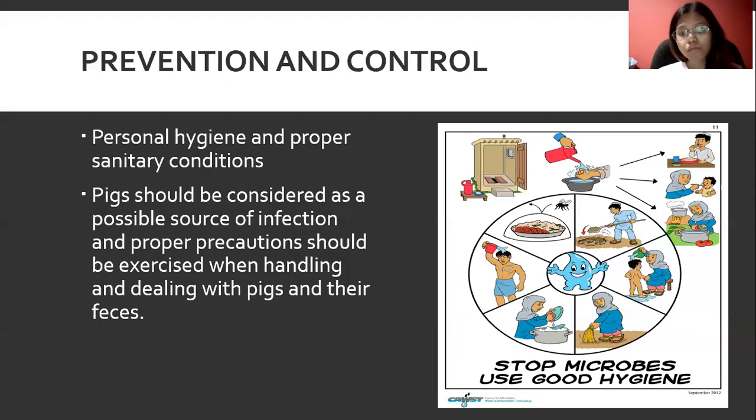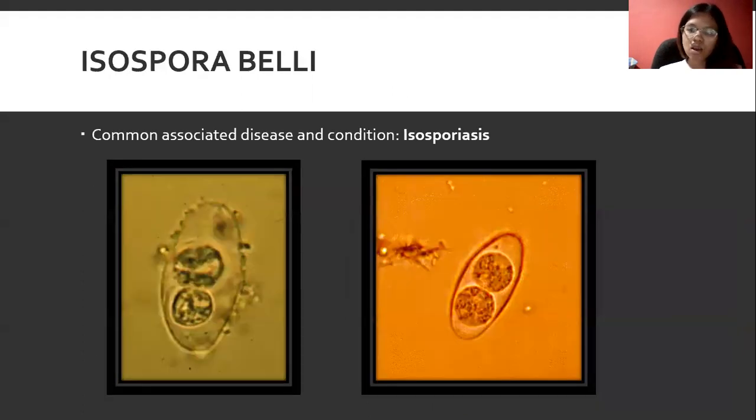So it's very important po na yung ating mga nag-aalaga ng baboy, meron po silang protective na gamit din. So kailangan meron din silang gloves, yan, para maiwasan din po yung transmission ng parasite. Next natin, we have the Isospora belli. So, common associated disease and condition is known as the isosporiasis.